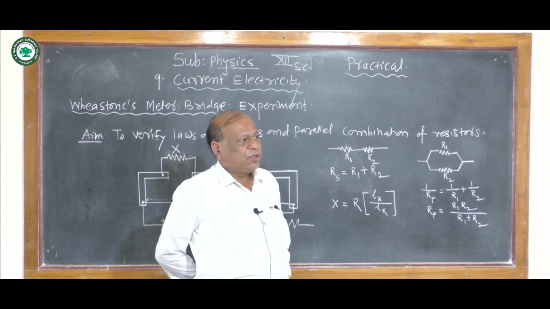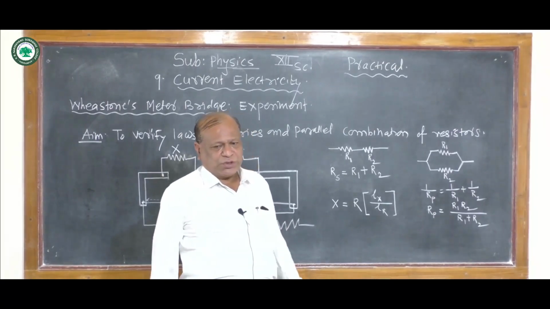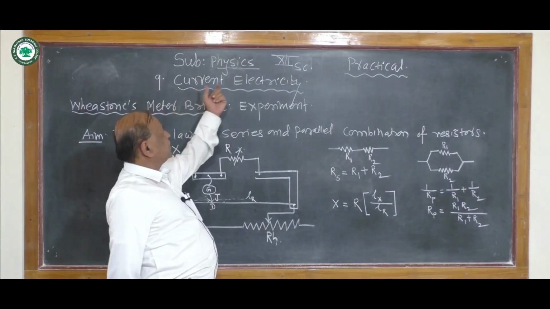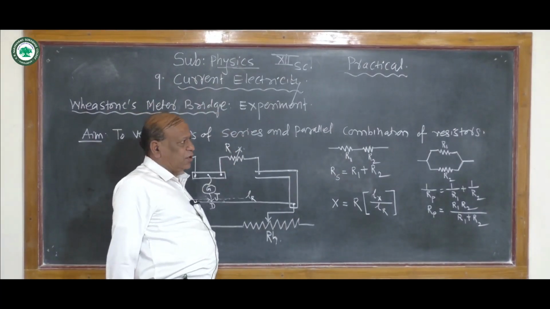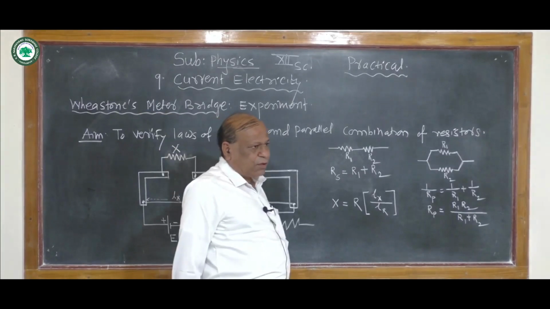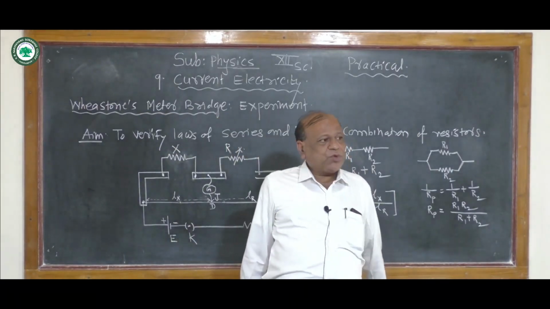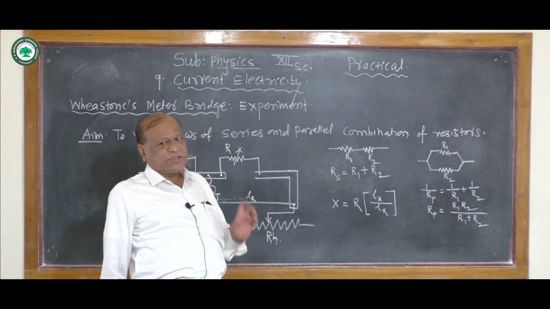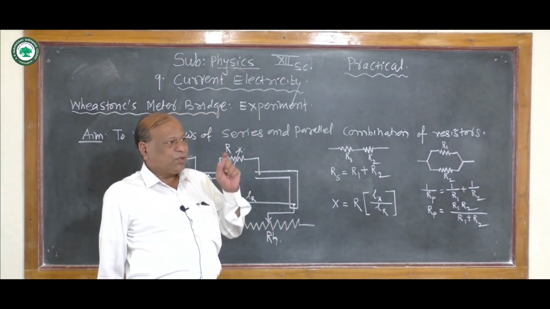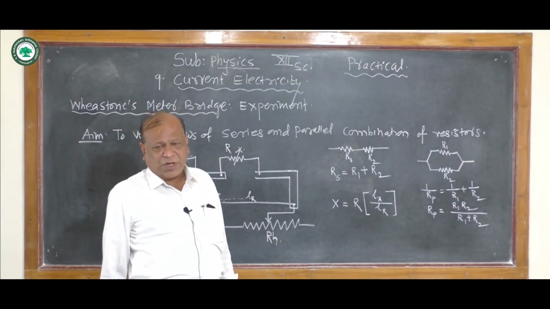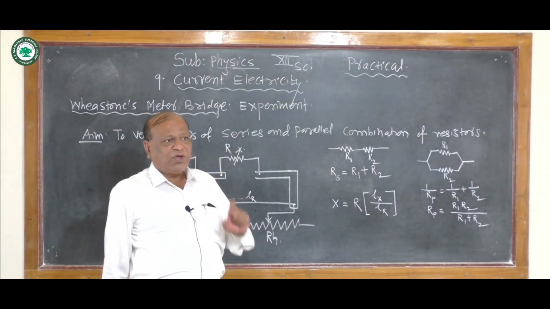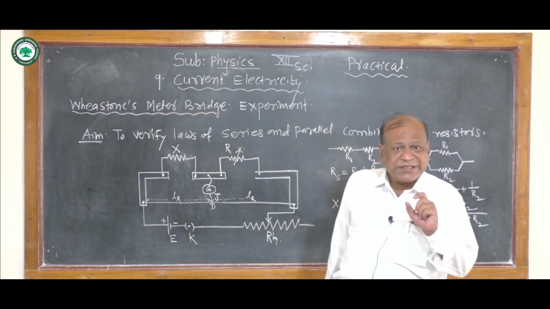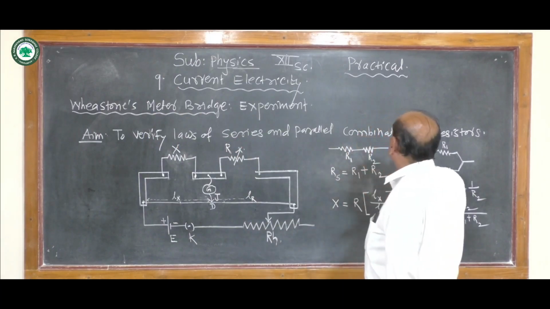Now, according to your HSC board syllabus, there is topic number 9, current electricity. In this topic, we already studied Wheatstone's network. Wheatstone is the name of the scientist, and it forms a network. It consists of 4 resistors, and he obtained the balancing condition for Wheatstone's network.